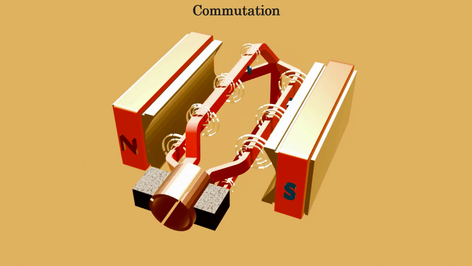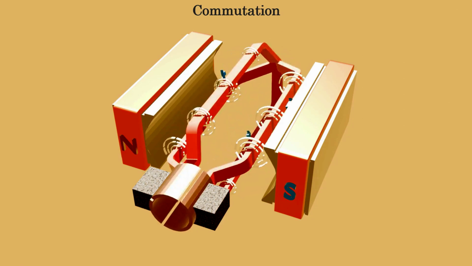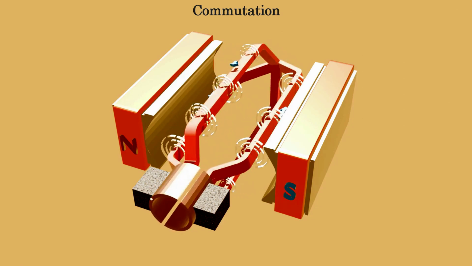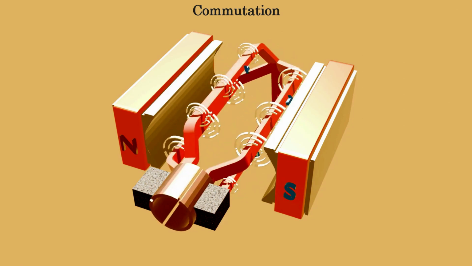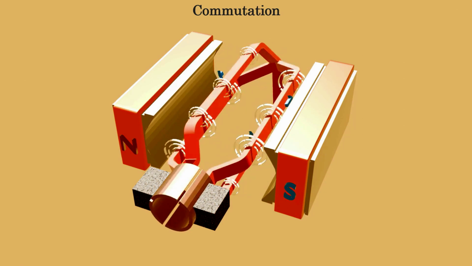Adding another armature coil and commutator bar segments ensures the continuous rotation. As the coil rotates, the current is reversed at the position that is centered between field poles. This precise position is called the neutral axis.